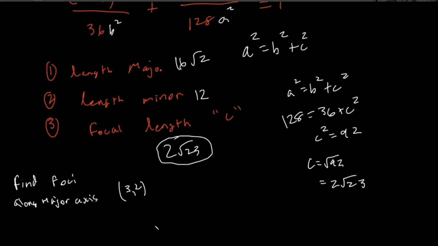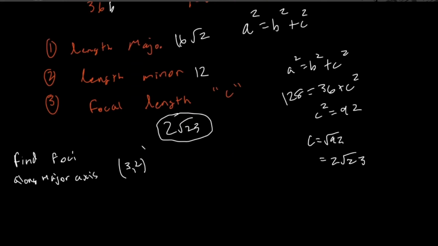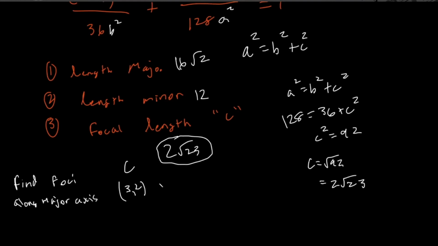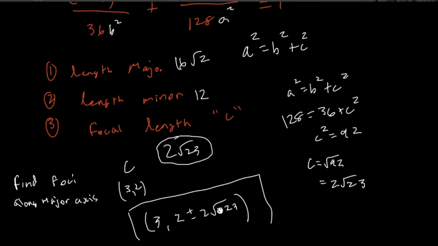Okay. Yeah. So if this is the center, then the foci need to be 2 root 23 units away from the center along the major axis. And the major axis is the y-axis because it's vertically oriented. So I need to add and subtract 2 root 23 from the y-coordinate. Is this good? Because y'all have a couple questions on this. Do you understand how to actually find where the focus is? Do we just write it like that? Yeah. Okay.